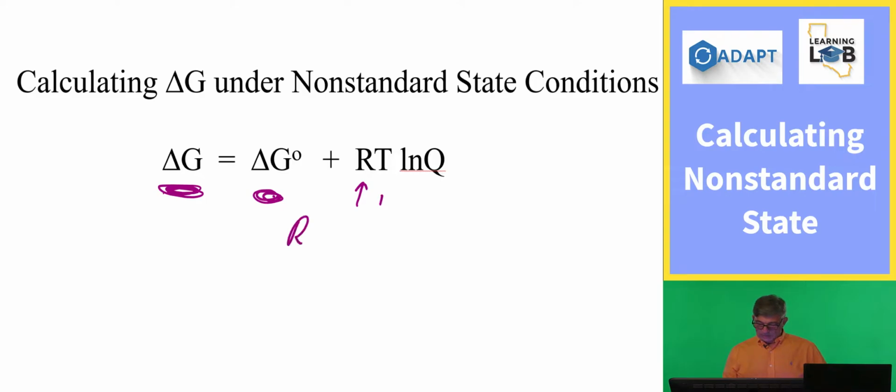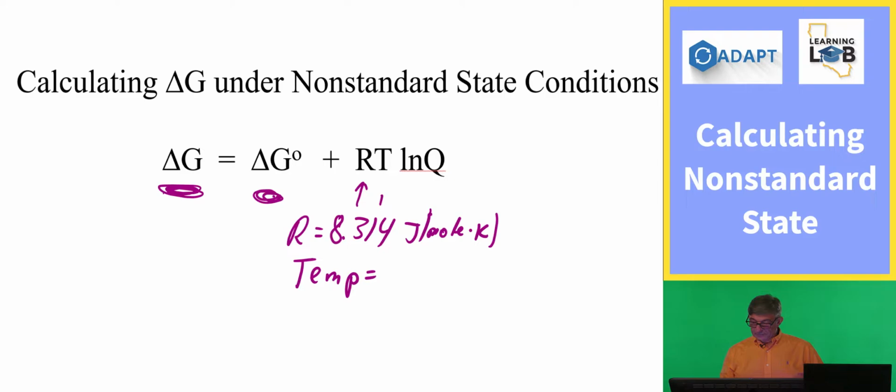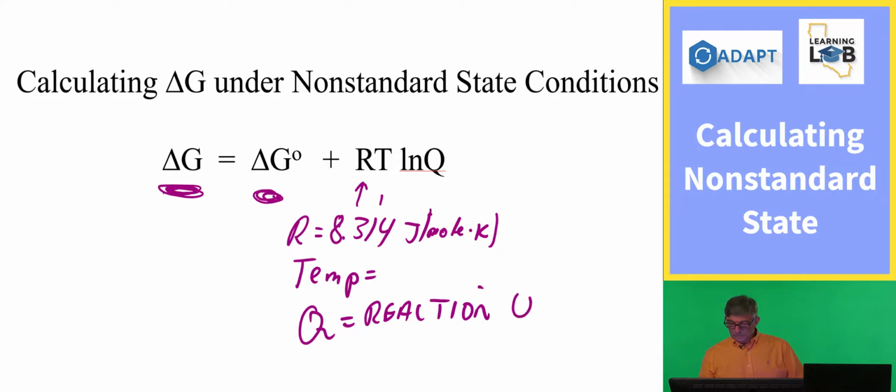Let's go ahead and write that R constant down. That is the value in joules, 8.314 joules per mole Kelvin. That's the thermodynamic R constant. Temperature must be in Kelvin in order to match units with our R constant. Then the natural log of Q, and Q is our reaction quotient.